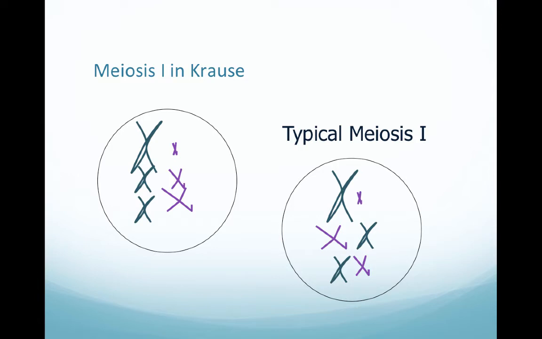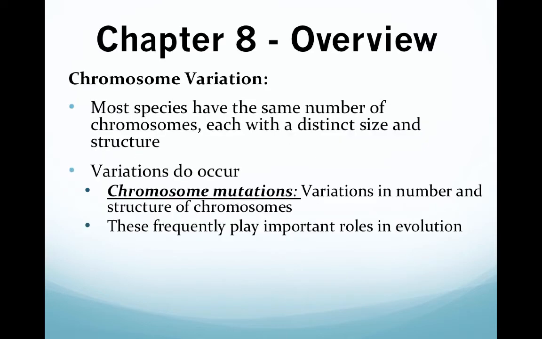But what ended up happening is when the chromosomes lined up on the metaphase plate, they ended up exactly in order so that all of the chromosomes from the dam and all of the chromosomes from the sire lined up perfectly in line with one another. Whereas typical meiosis looks something like this. We get a copy from mom, copy from dad, copy from mom, copy from dad, and they're very, very random. So the chance of that alignment happening in meiosis in Krause was very, very small.